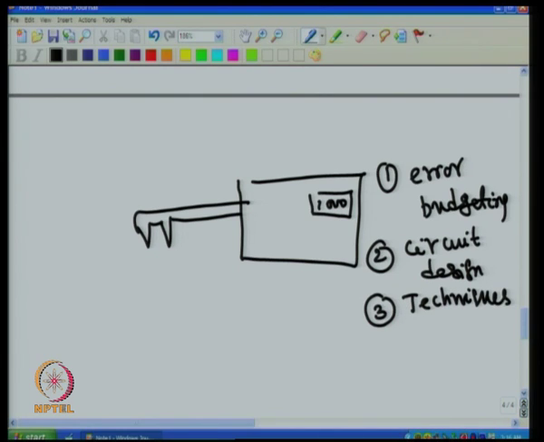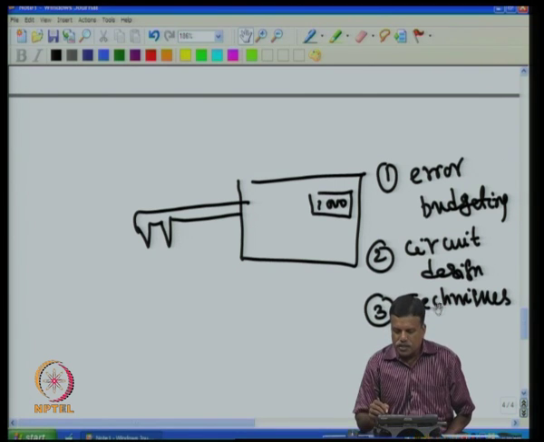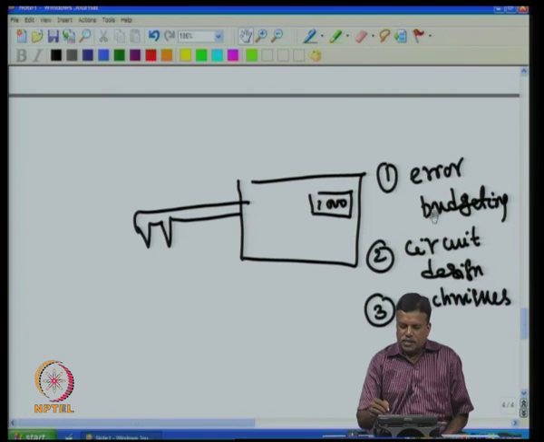That means, if I have to be a good analog circuit designer, then I should know about error budgeting, I should have the circuit design skill, and I should be aware of various techniques involved in putting the circuit together. So, in this course we will try to learn these three aspects: how to acquire circuit design skill, how to make error budgeting, and what the various techniques involved are. These three will put together the basis for this course.